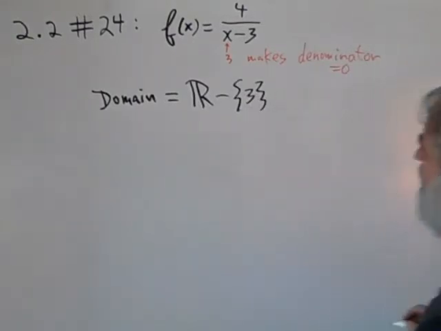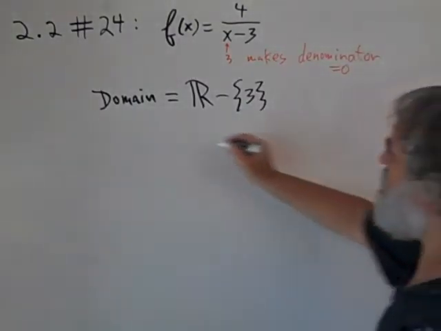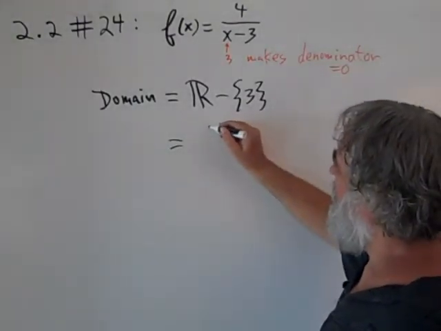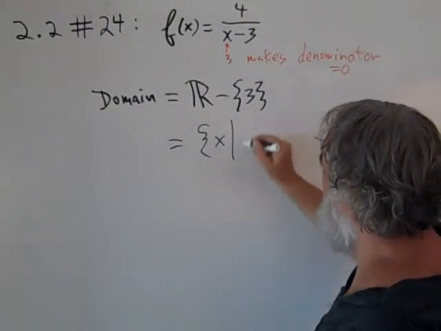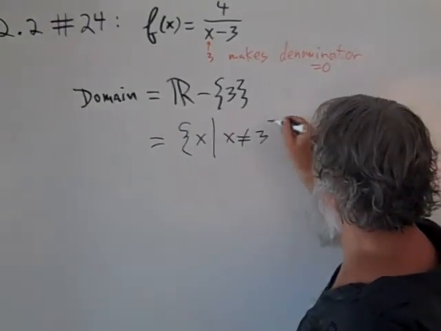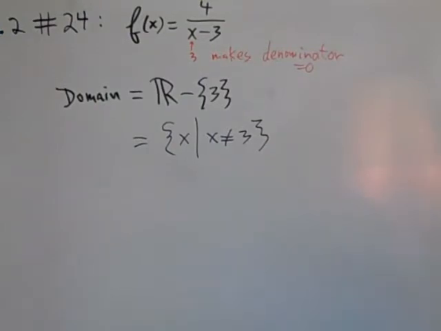Throw away 3 from the real numbers, but they want us to write this in set builder notation, so it's the set of all x such that x does not equal 3. That's the easiest way to write that.